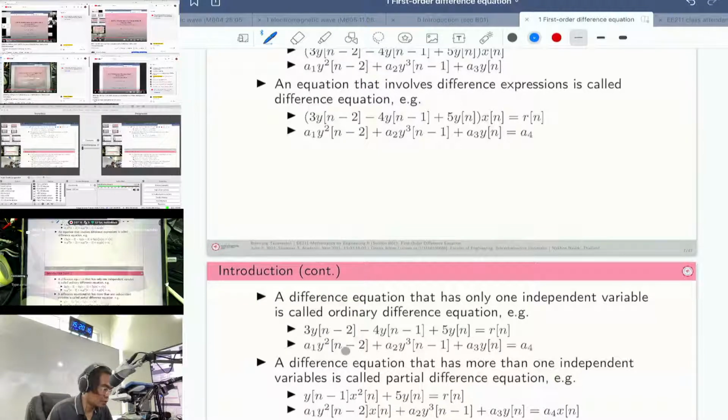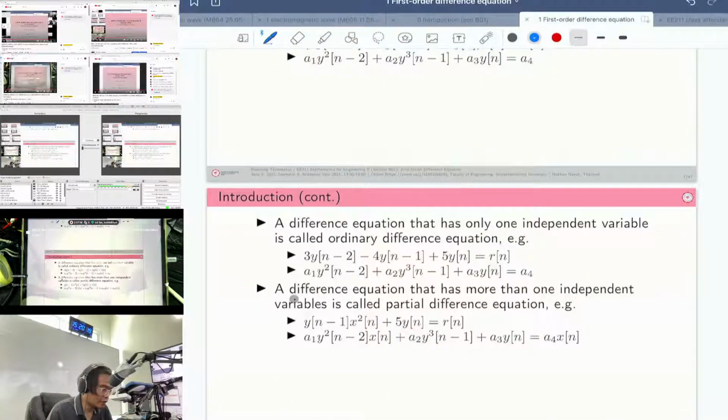Now let's go further. A difference equation that has more than one independent variable is called a partial difference equation. If you have not only y, but you also have x squared and rn, it's known as a partial difference equation. And in this example, once you have 0.4x, it becomes a partial difference equation.